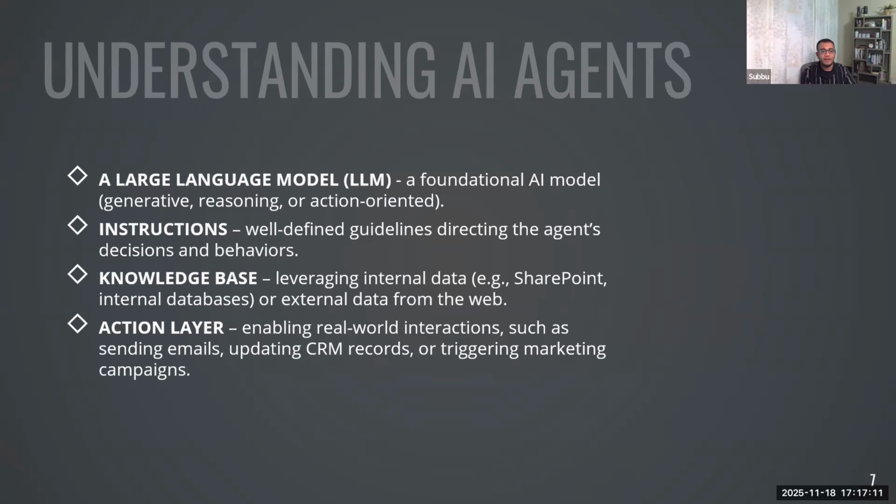And then the next one is the actioning layer, which is not very complex. If you want to update any CRM records or trigger any marketing campaigns, these generations and actionings will fall within this specific layer.